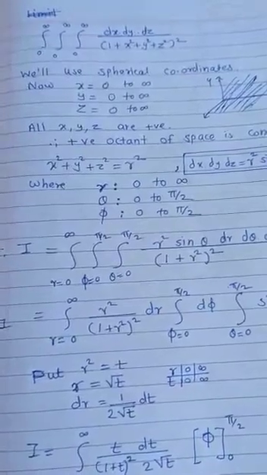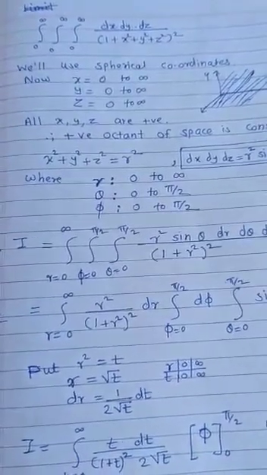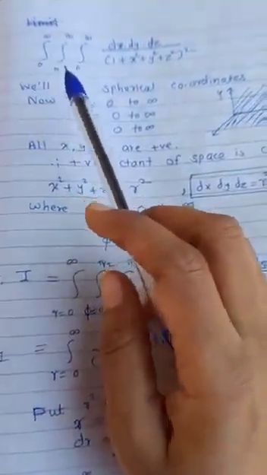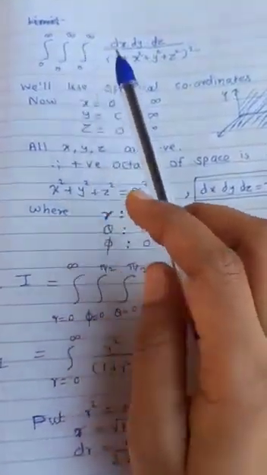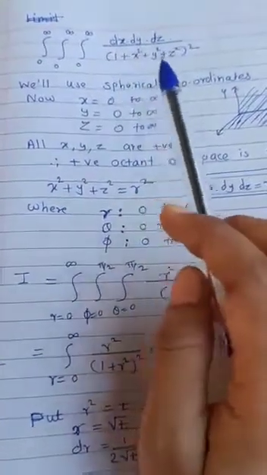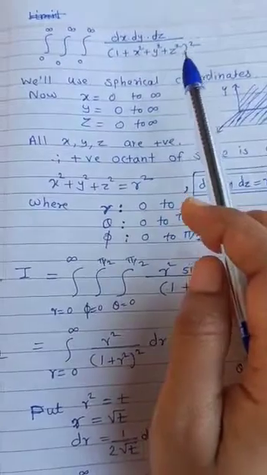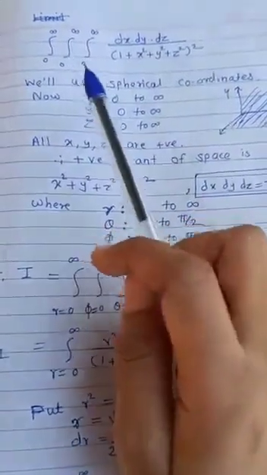Hello students, today we'll see the next example of triple integration. In this example, you can see the triple integration within the limits 0 to infinity of dx dy dz upon (1 plus x square plus y square plus z square) whole square. So this integration we are going to evaluate.